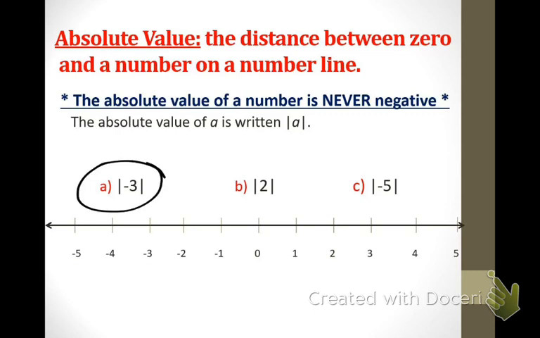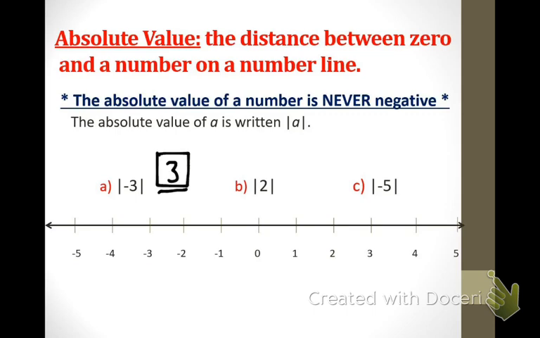Once again, the definition is saying it's the distance between 0 and a number on a number line. So you can see right here is -3, and we're trying to figure out how many spaces away from 0 it is. So you can simply count, it's 1, 2, 3 spaces from 0. So the absolute value of -3 is going to be 3. So in that blank right there next to it, just put 3 and box it in.